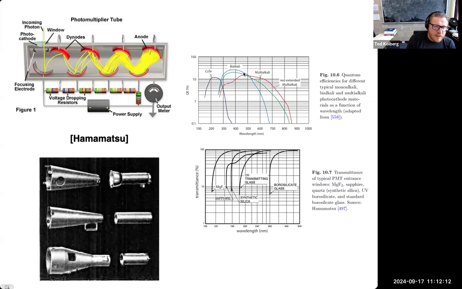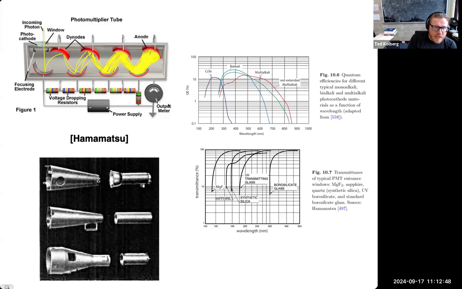You can choose that to be sensitive to different wavelengths of light. And then you can also choose the material that the window is made of to be sensitive to different wavelengths of light and block other wavelengths. And this is useful, for example, if you have very small signals, but they're in the ultraviolet versus some kind of background, which is visible spectrum light leaking into your experiment. You can, to some extent, choose which wavelengths you want the photomultiplier tube to be sensitive to by the choices of the materials that you use.